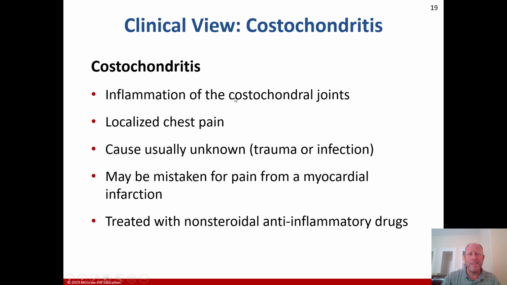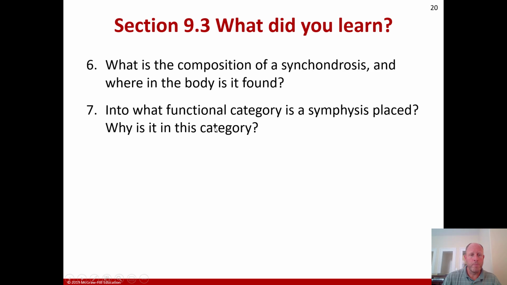As far as clinical view, costochondritis is inflammation of the costochondral joints. There's localized chest pain. The cause is usually unknown, like so many disorders or diseases, though it may be due to trauma or infection of some type. It may be mistaken for pain from a myocardial infarction, which is always a challenge whenever there's pain in the chest area. Is someone having a heart attack or is it something else, which of course requires medical attention to determine that. It's treated with non-steroidal anti-inflammatory drugs, NSAIDs.